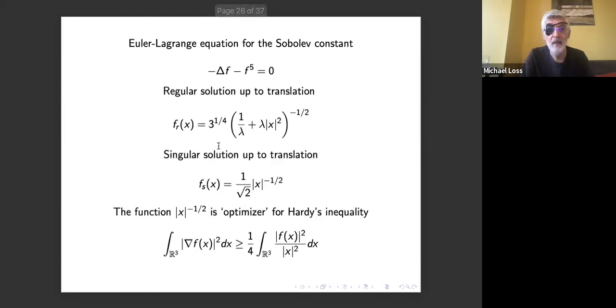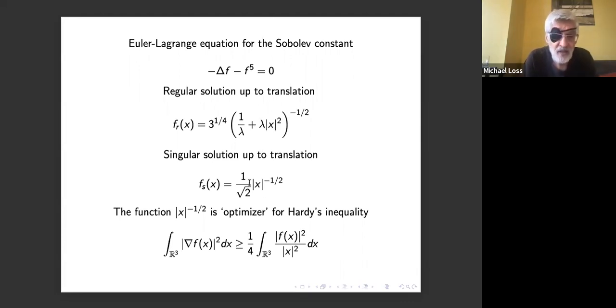All right, and so let me go back to Sobolev. So if you look at the Euler-Lagrange equation for the Sobolev constant, so that's minus Laplacian f minus f^5 equals 0. So I chose the constant here in front equals 1. So you have a whole bunch of regular solutions. Up to translations, they're given in this fashion. What is interesting is, if you optimize this over lambda pointwise, you get |x|^(-1/2). And when you take 1 over square root of 2 times |x|^(-1/2), you have again a solution of the Sobolev equation. So this is a singular solution.